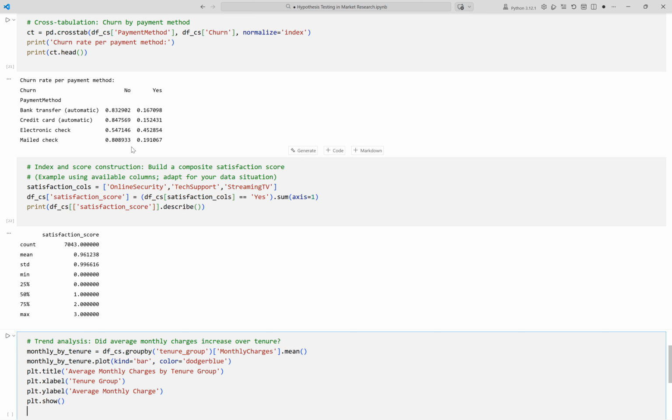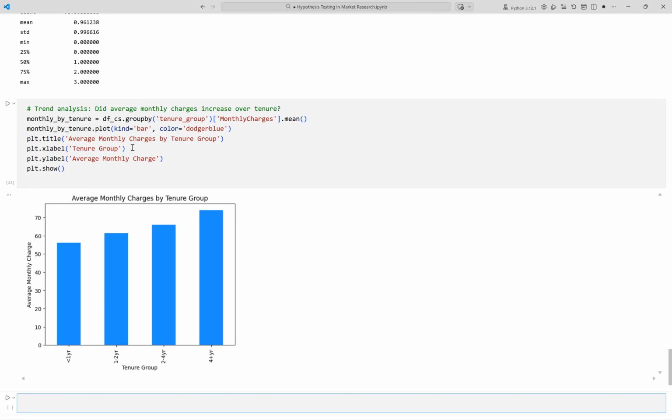Running the cell now. This bar chart shows the average monthly charges segmented by customer tenure groups, highlighting how charges tend to change as customers stay longer. Notice any upward or downward trends, which can inform hypotheses about customer value over time. This step is crucial for testing if tenure impacts spending, ensuring we interpret differences across meaningful customer segments.